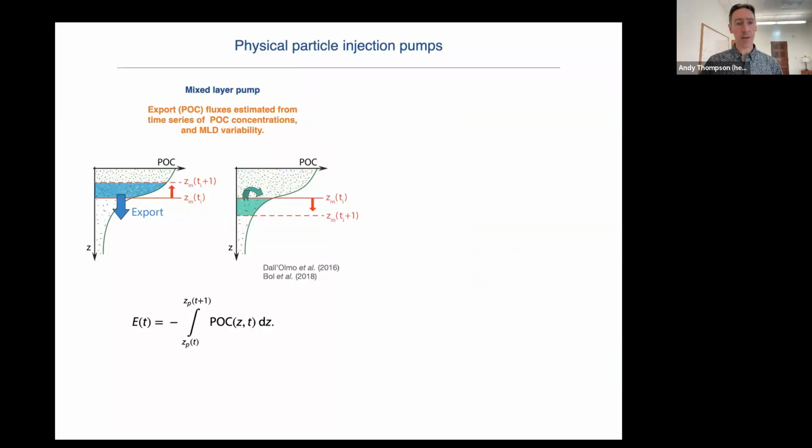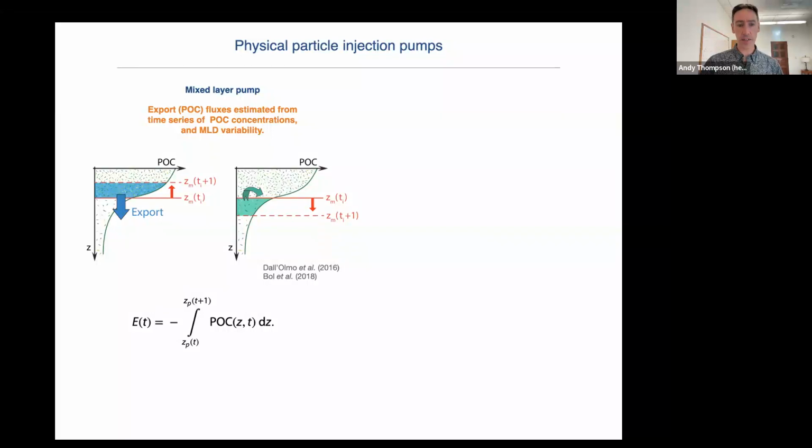So the export flux of POC due to the mixed layer pump can be estimated from time series of POC concentrations and mixed layer depth variability. The idea here is if you have a certain amount of particulate organic carbon in the mixed layer, and that mixed layer shoals over time, it will leave that POC behind. As long as that POC sinks and is no longer re-entrained by subsequent mixed layer deepening, that counts as an export of POC. If the mixed layer deepens, then you have re-entrainment.